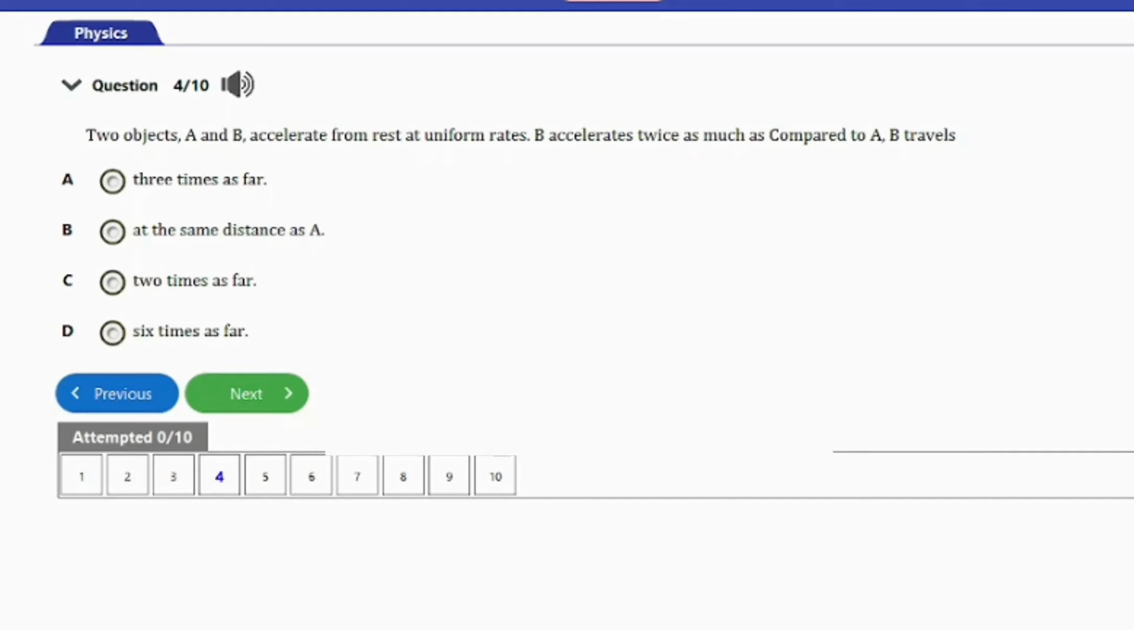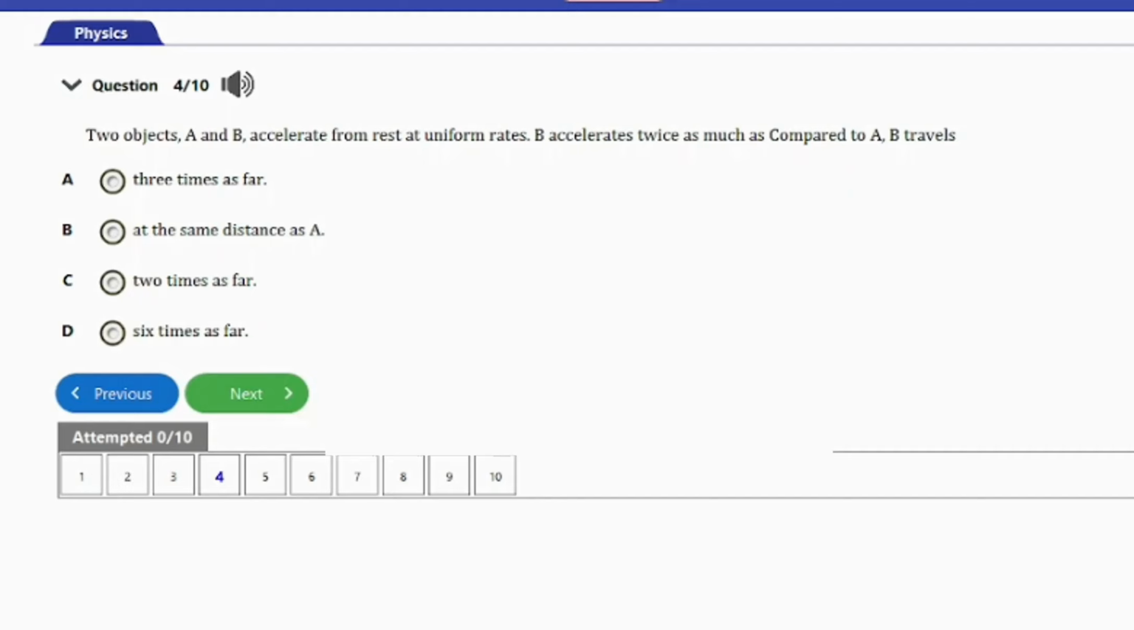So that's question number 4 here. It says, two objects A and B accelerate from rest at uniform rates. B accelerates twice as much as compared to A. B travels... Alright, so guys, the answer to this question will be option C. That's 2 times as far. So if B accelerates twice as much as A, it will actually travel 2 times as far.